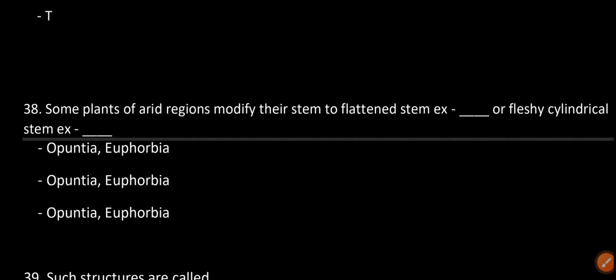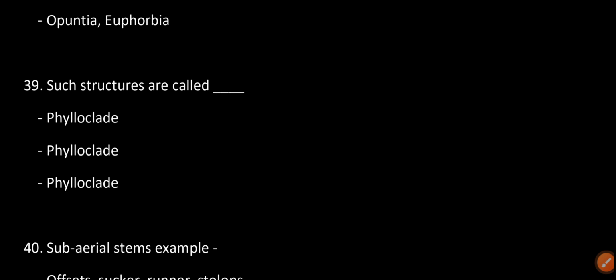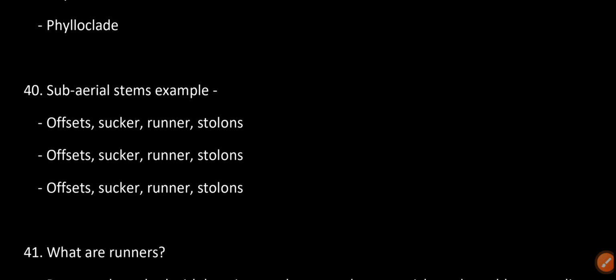Example: fleshy cylindrical stem. Opuntia, euphorbia. Such structures are called phylloclade. Subaerial stems. Examples: offset, sucker, runner, stolon.